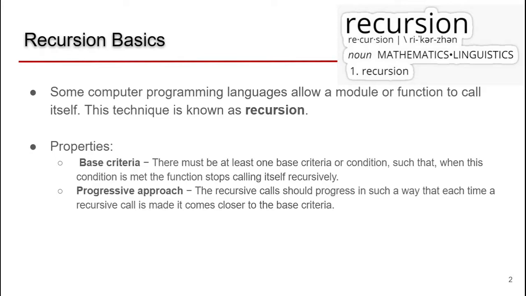The next property is called progressive approach. That means in each iteration you should come closer to the solution. I mean, if you have, let's say, 10 iterations, each iteration should get closer to the solution. So you need to come closer, not further from the solution.